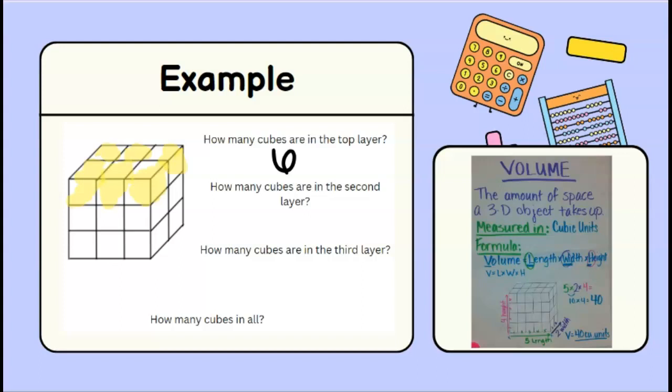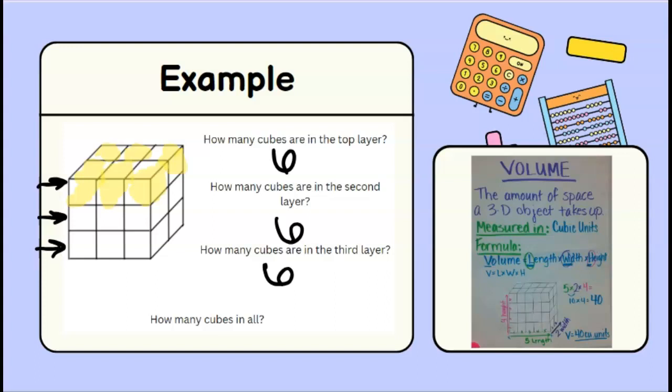I'm going to look at my second layer. I know because this is a rectangular prism, all of these layers are going to be equal. So if I see 6 on the top, I'm going to have 6 in the middle as well, even though I might not be able to see some of them. This layer is going to be equal to this layer, and it's also going to be equal to this layer. So I know I also have 6 cubes in my bottom layer, or my third layer.